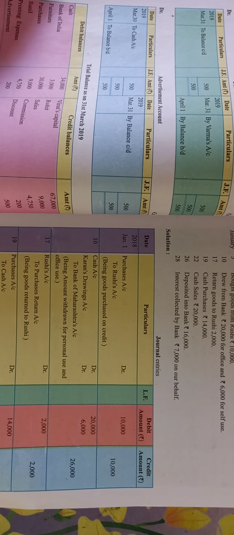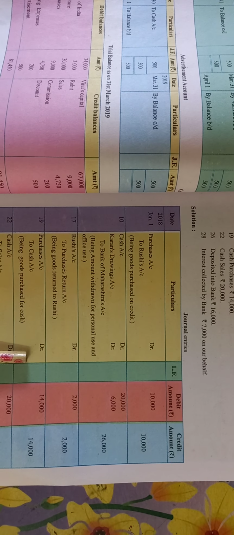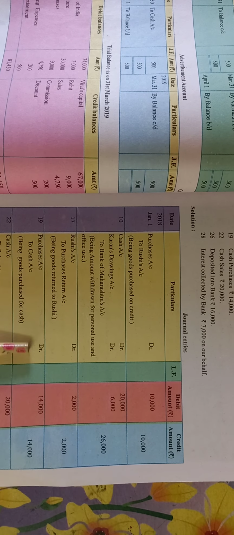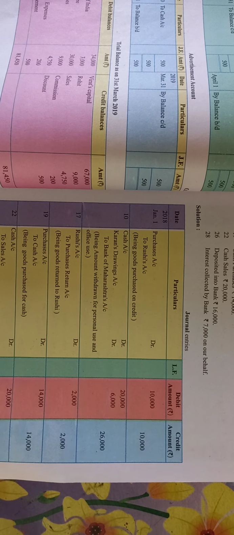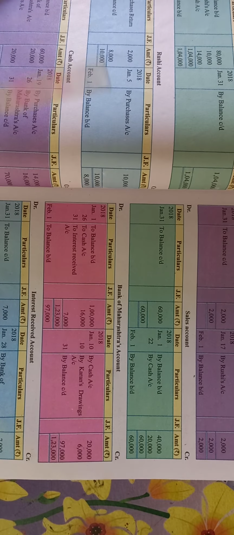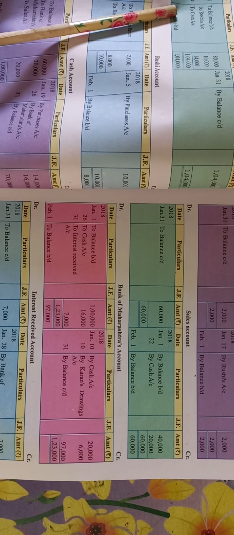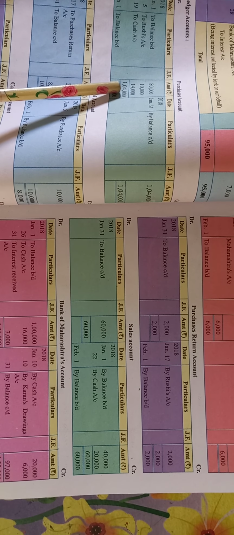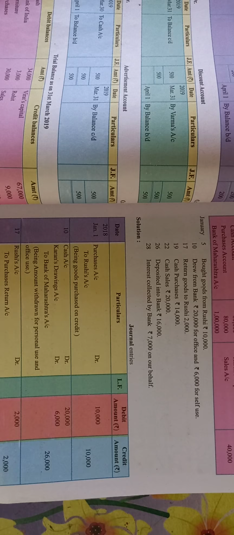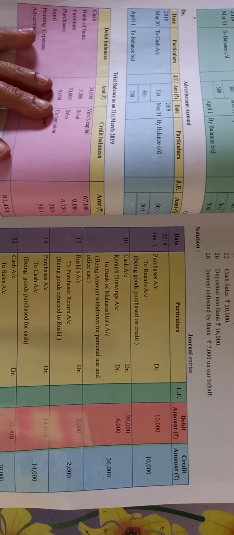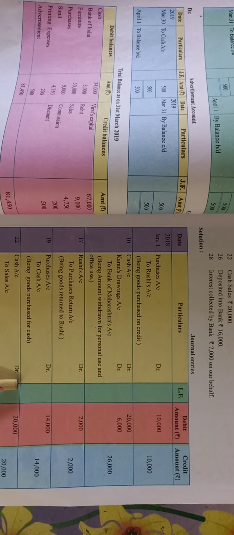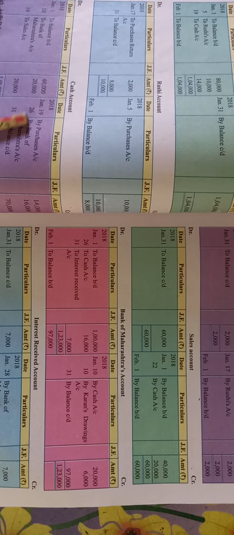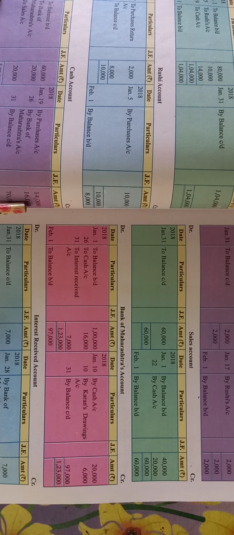Then 19th date transactions. Purchase account debit to cash account credit. So in purchase debit we are recording to cash account for 14,000, 19th date. Okay, and cash credit side is here. So on the credit side of cash we are recording by purchases. Cash, January 19, by purchases account 14,000.